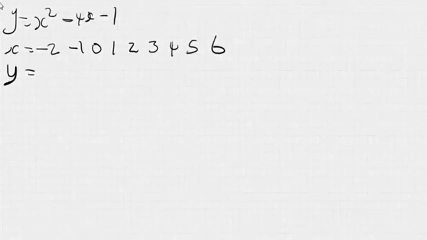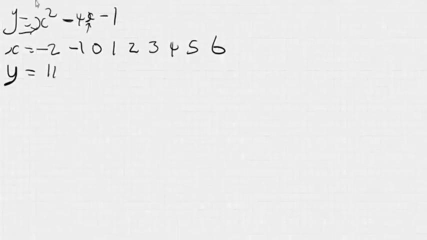So let's start with when x is -2. When x is -2, let me plug in -2 here. We're going to have -2 squared, which gives us 4. Okay, -4 times -2 will give us plus 8. So we're going to have 4 plus 8, which is 12. Okay, now 12 minus 1 will give us 11. So when x is -2, our y will be 11.